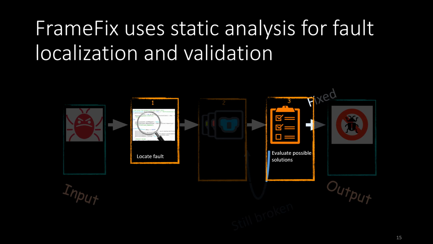To determine where the problem that needs to be fixed is, as well as to determine if possible solutions actually fix the issue, FrameFix uses static analysis. This static analysis was built using FlowDroid, which provides information on how state is changing inside methods and also provides call graph information. FrameFix will also use any provided test cases to evaluate possible solutions, ensuring that developer intended behavior is retained.